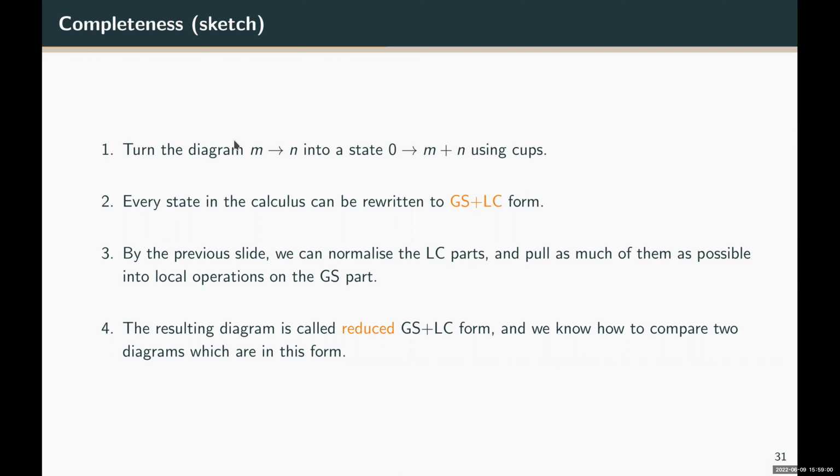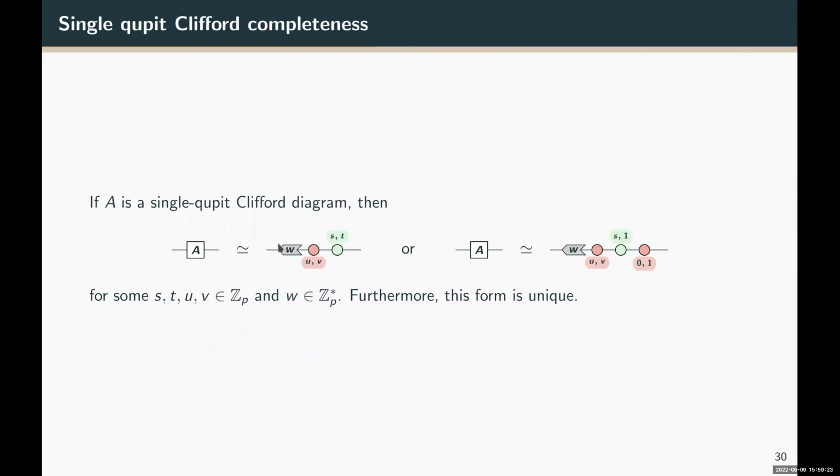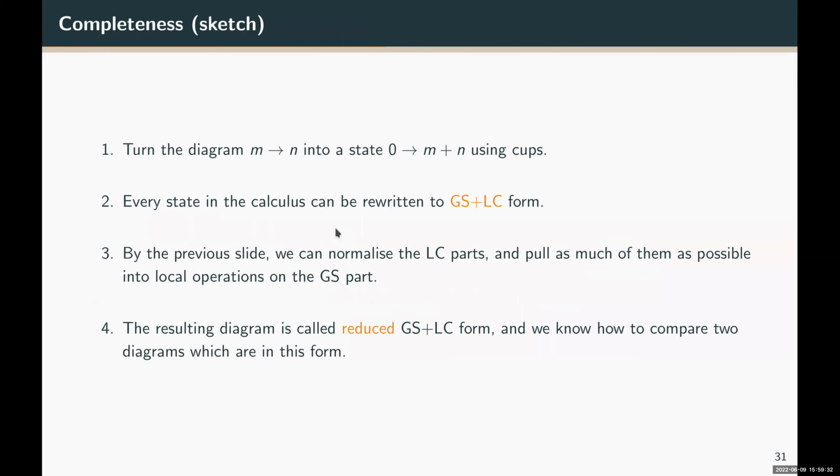We first take any diagram and we turn it into a state using the usual map-state dualities. Then in a second step, we show that every state in the calculus can be rewritten to a form which is called graph state plus local Clifford. That is, you have a graph state, and then on each of the output wires of this graph state, you have basically a diagram like this acting upon that edge.